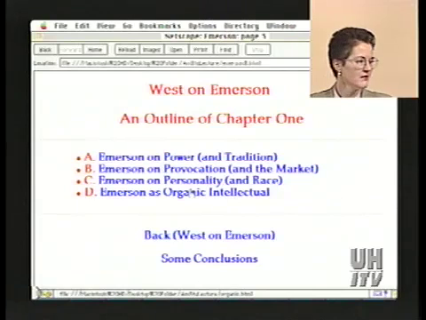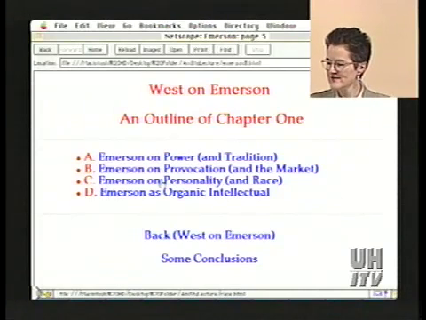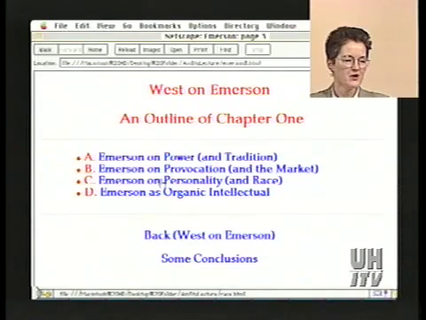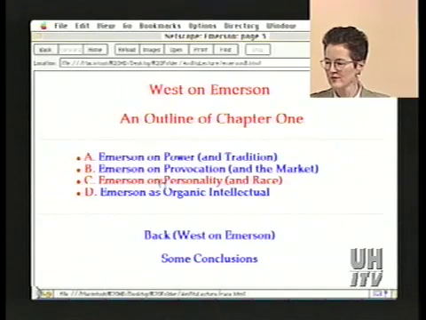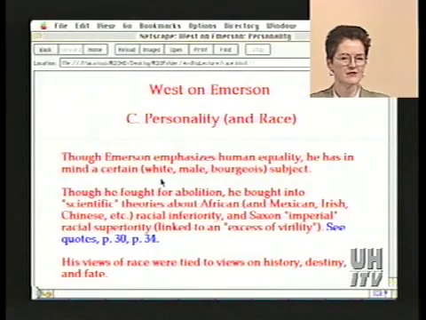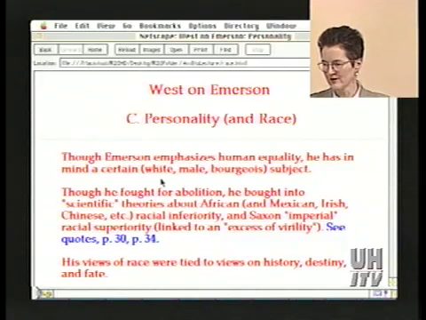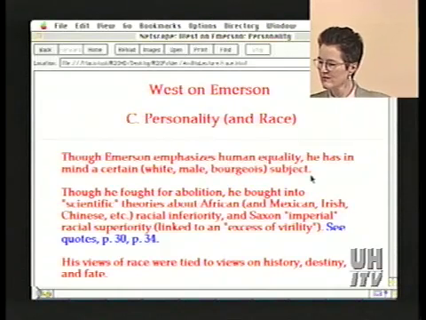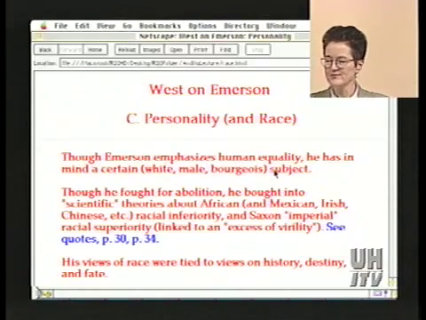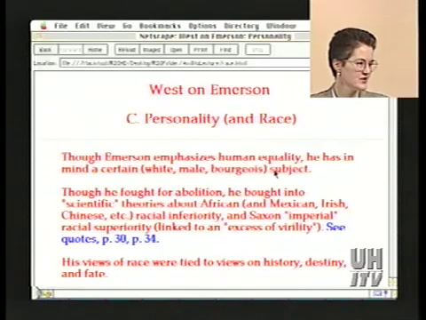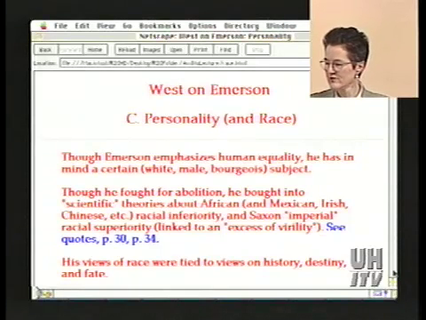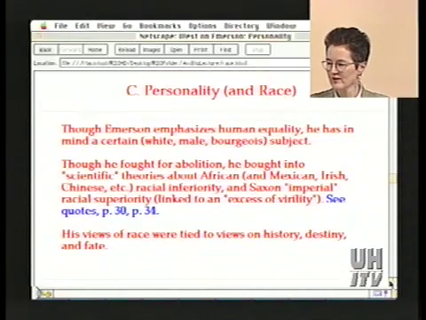Part C of West's chapter addresses Emerson's views on personality. This part of the chapter contains what are surely the most disturbing selections from Emerson, which run very much counter to the view that we all learned in high school about this great American father. Though Emerson emphasizes human equality, he has in mind a certain kind of subject, and West does provide justification for this claim: a white male bourgeois subject, occasionally a white female subject, but usually it's male.